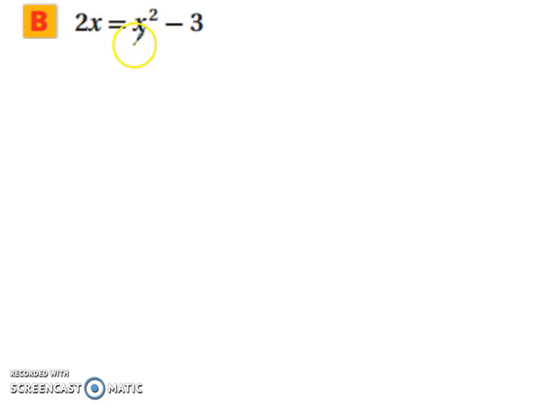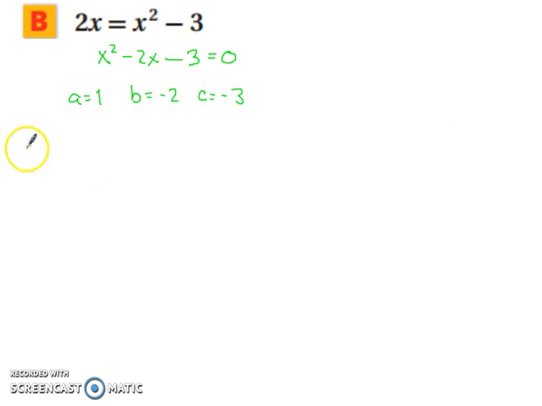So we want to move everything over to the side with the highest power. So we end up with x squared minus 2x minus 3. And you can put the equal 0 on either side. Alright, so our a value is 1, our b value is negative 2, and our c value is negative 3. So now we're going to substitute each of those values in.